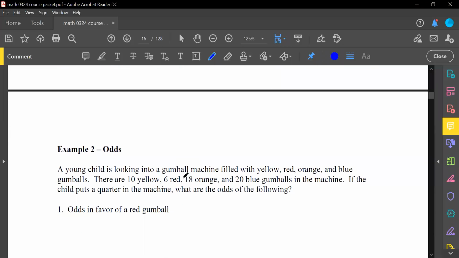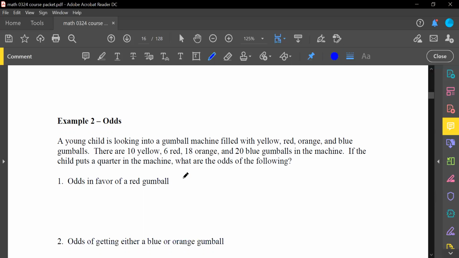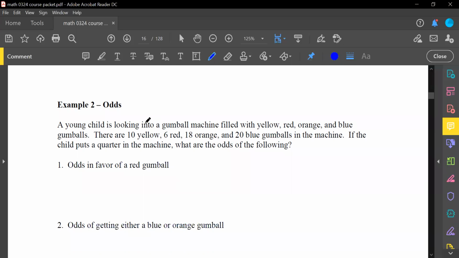All right, so now we're going to work with some odds. Remember, odds are ways to get what I want over ways I don't get what I want. A young child is looking at a gumball machine filled with yellow, red, orange, and blue gumballs: 10 yellow, 6 red, 18 orange, 20 blue. All right, what are the odds of the following?